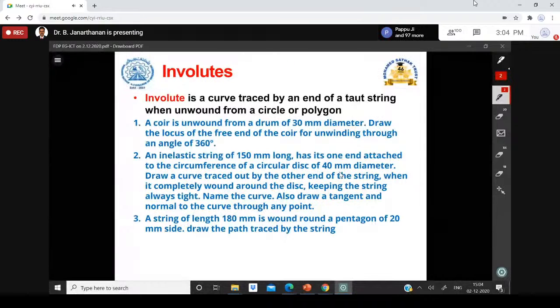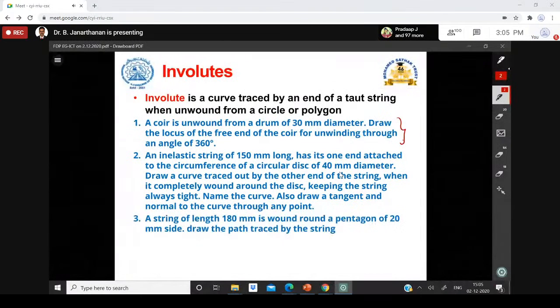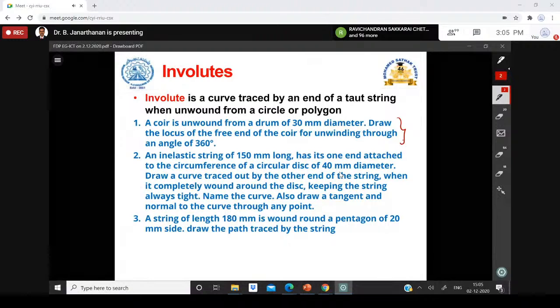So for the students to answer this question, they have to understand what is the involute. Then only they will know that they have to draw the involute for this question. Many times students know the procedure for drawing the involute or cycloid, or whether it is ellipse, parabola, hyperbola. The only problem with the students is they will not understand the question.